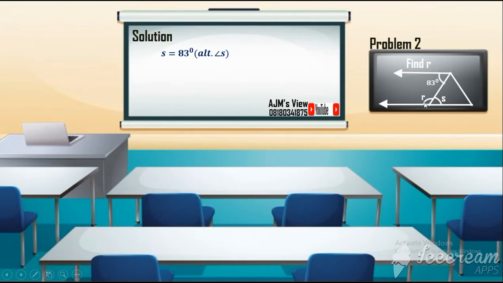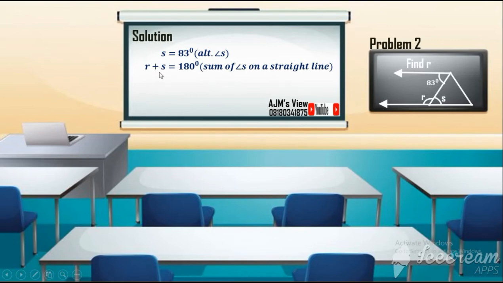Now, from your primary school days, you remember you've been taught that sum of angles on a straight line is 180 degrees. So I'm just going to borrow that theorem and apply it here. R plus S equals 180 degrees. Reason: sum of angles on a straight line.